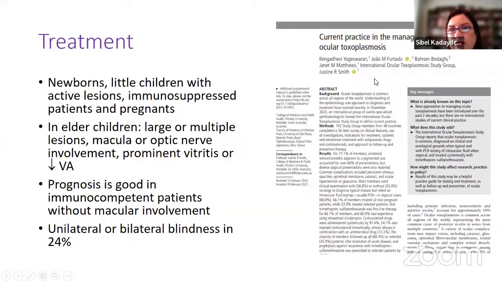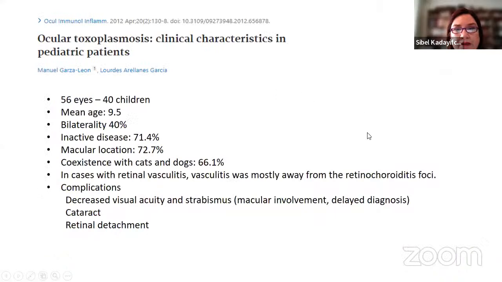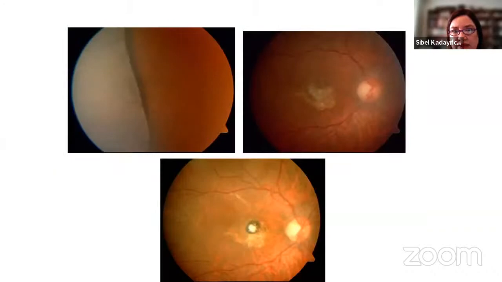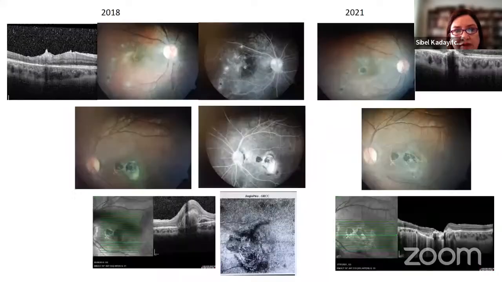We have just published the current practice in the management of ocular toxoplasmosis lately. This study from Mexico studied 56 eyes from 40 children. Bilaterality was 40%. Most cases were inactive at the time of diagnosis, but macular location was seen in 72%. In cases with retinal vasculitis, the vasculitis was mostly away from the retinochoroiditis. There were complications like decreased visual acuity and strabismus due to macular involvement and delayed diagnosis, cataract, and retinal detachment. I have only seen one child with retinal detachment due to toxoplasmosis, which was surgically treated.